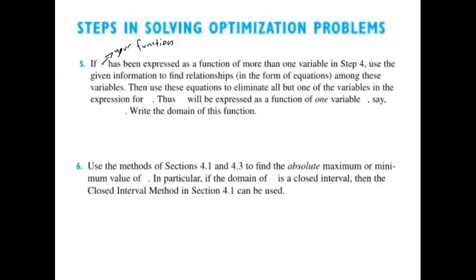And then we'll use the sections that we just went over to find the absolute maximum or minimum if the domain is a closed interval. And so that's it. I can really summarize that as: read the problem, draw a diagram, build your function using notation, get it in terms of one variable, find the maximum or the minimum.